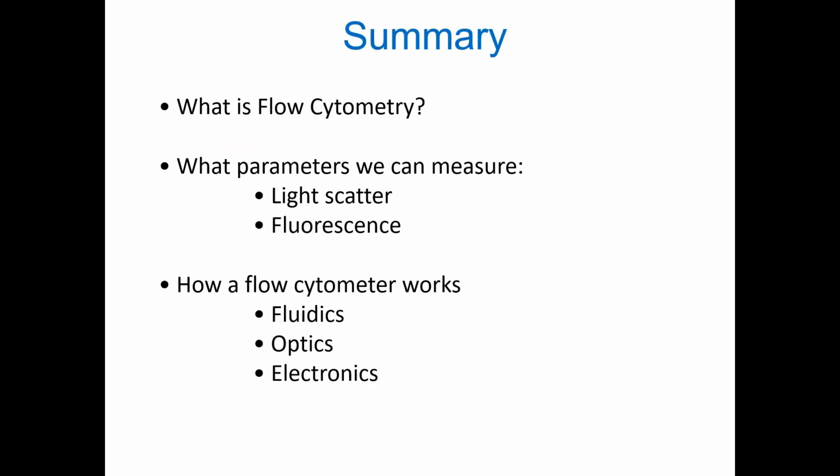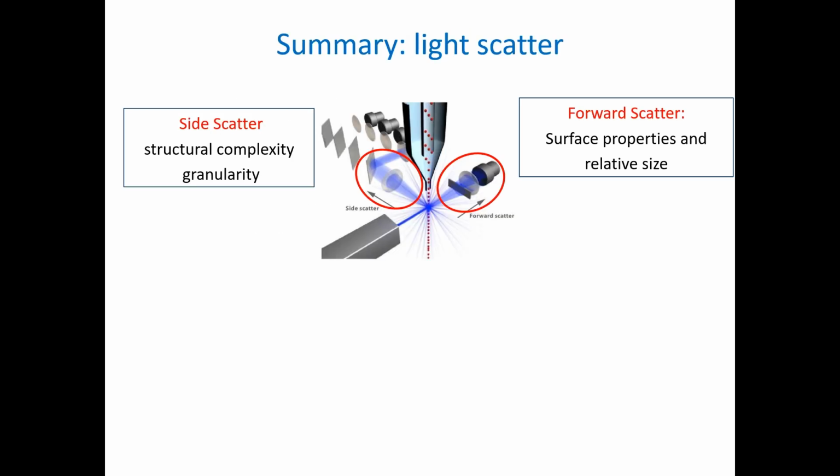We've looked at what flow cytometry is, what we can measure, and how a flow cytometer works. Let's review what we've learned. Light scatter. Cells or particles pass through the laser and scatter the laser light in all directions.